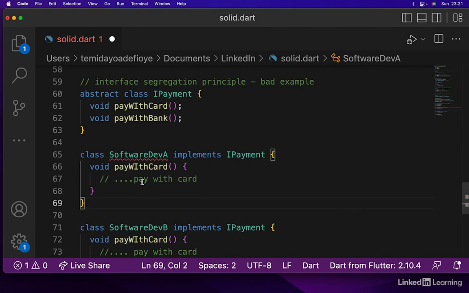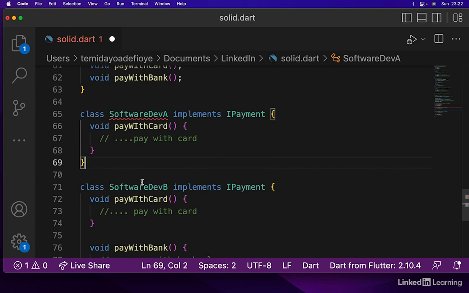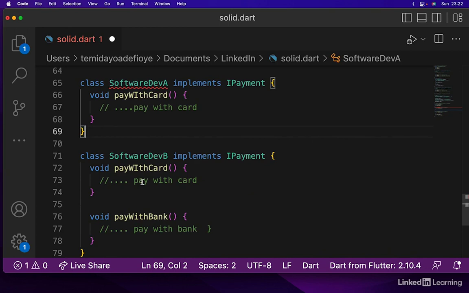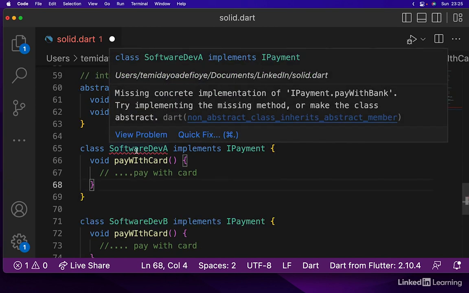Here is an example of code from the payment service that violates the interface segregation principle. We have two payment options, a credit card and a bank account. Both payment methods are intended to accept payments from customers. While some software developers insist on only accepting credit card payments, however, another group of developers would like to accept card and bank payments. Unfortunately, an error is thrown if both functions in the iPayment abstract class are not implemented.